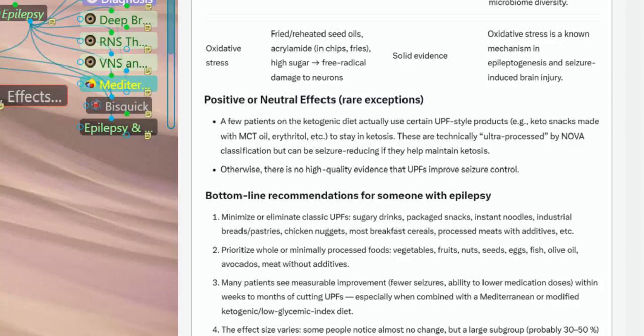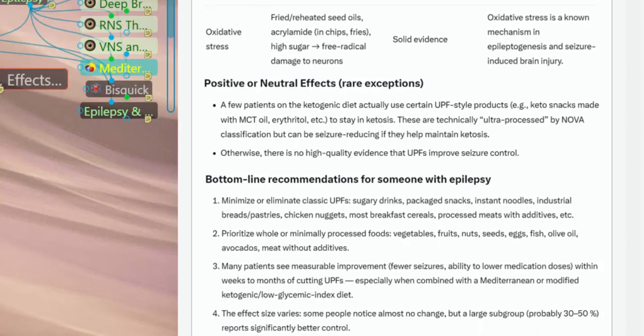Fried, reheated seed oils, acrylamide in chips and fries, high sugar equals free radical damage to neurons, and there's solid evidence for that. Oxidative stress is a known mechanism in the genesis of seizure-induced brain injury.